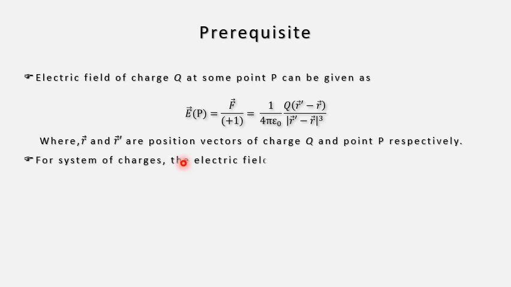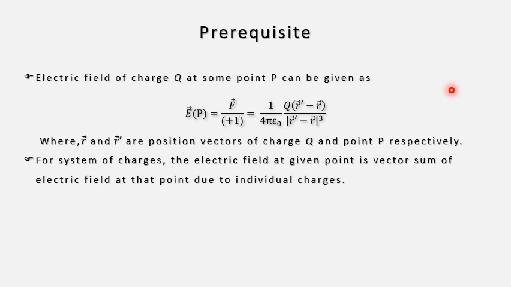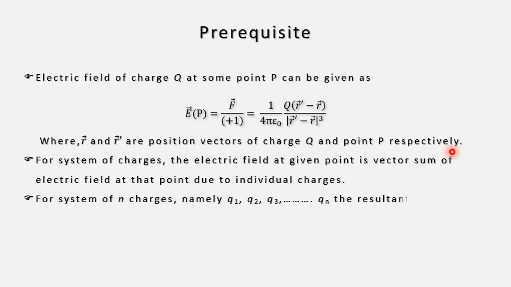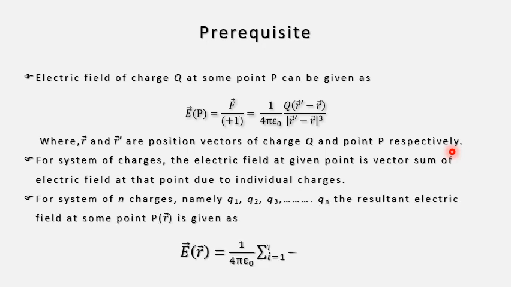Secondly, we should also be knowing the superposition principle for electric field, which says that the resultant electric field is nothing but the vector sum of electric field at a given point due to individual charges. And we also know that for a system of charges, the electric field can be expressed in this fashion, and this is showing that the charges we are talking about are discrete charges.